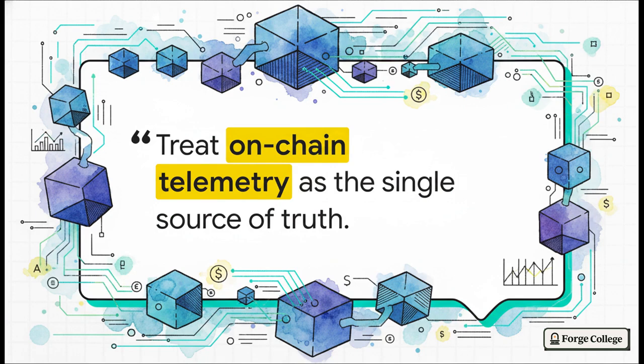Now, if you take away absolutely nothing else from today's explainer, please let it be this engineering principle right here. Treat on-chain telemetry as the single source of truth, period. When you're setting up your pipeline and creating your baseline cost models, you have to anchor them using high-fidelity, event-level execution data pulled directly from the blockchain. Your off-chain metrics are fantastic for context, but that on-chain metadata is your unshakable mathematical foundation.